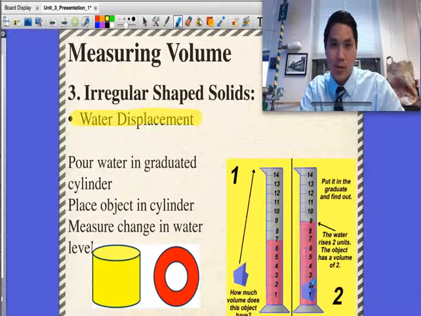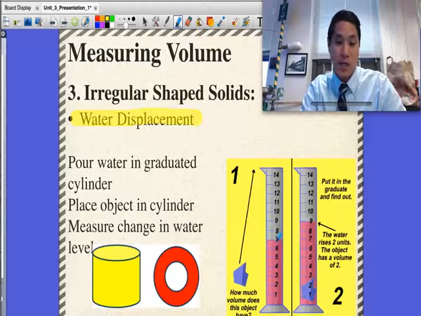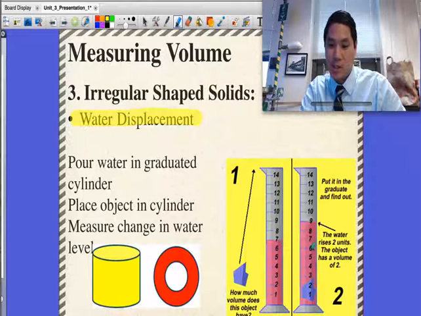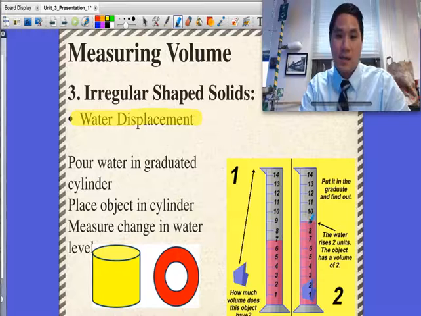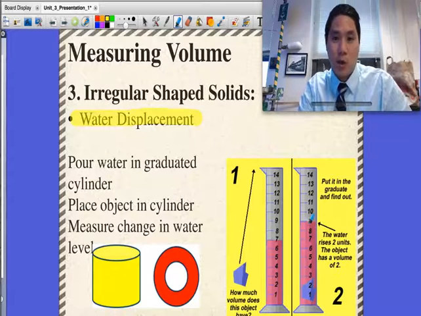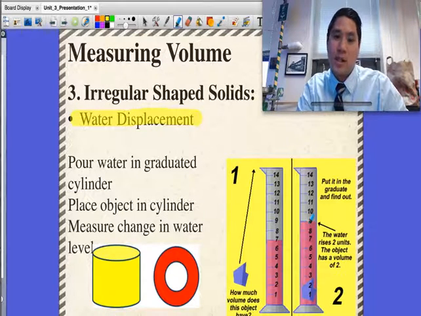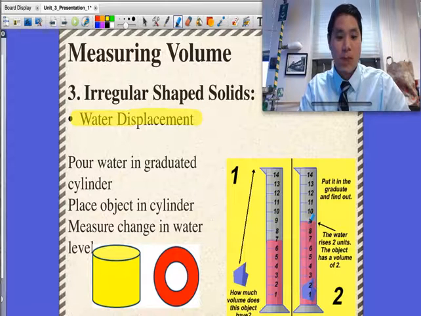So in this example, it goes from 7 with nothing in it. When I put this object in here, it goes from 7 to 9. That means the water level rose 2 milliliters, which means the object has a volume of 2 milliliters.